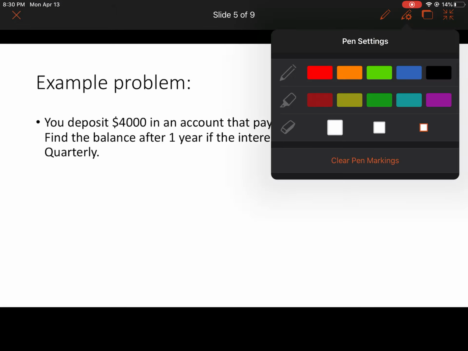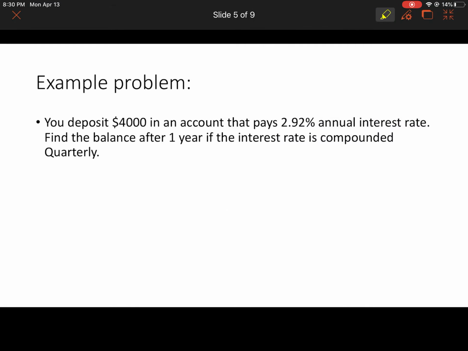For this problem, you want to highlight, or at least underline, a few things. First of all, how much money did you start off with? Well, if it says you deposit $4,000 into an account, that's how much you started off with. That's the amount of money that you put into the account at the very beginning.